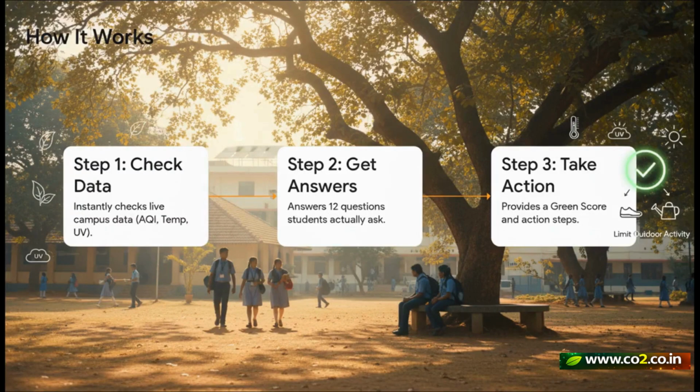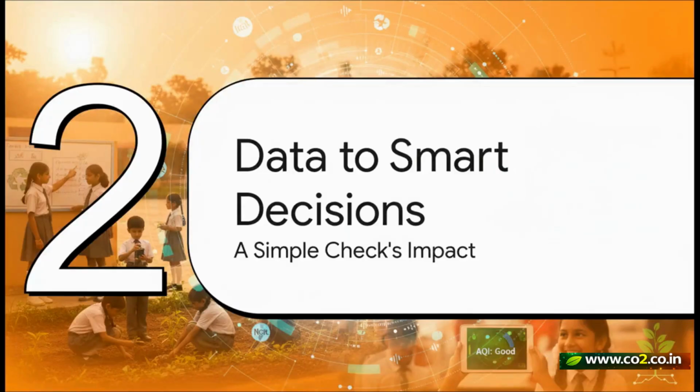And the way it works is honestly so simple. First, a tool like kodo.co.in uses hyperlocal data to check the live conditions right at your school. Then, and this is the best part, instead of giving you charts, it answers the real questions that students are actually asking. And finally, it just boils everything down to one easy-to-understand score and tells you what to do next. It's that simple.